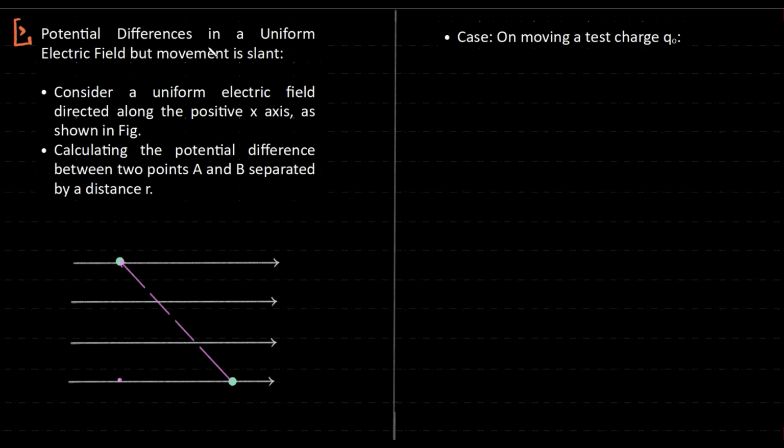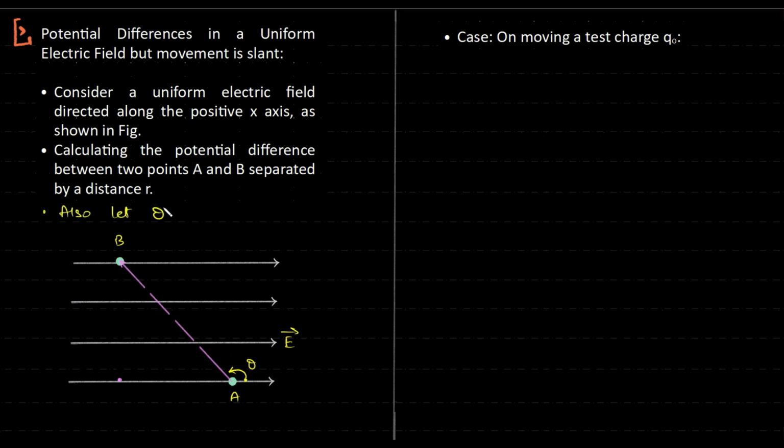We're looking at potential difference in a uniform electrical field, but the movement is slanted. What does that mean? This is an electrical field which is uniform. We have a charge which we move from point A to point B, and the displacement per se is slanted, making an angle of theta with the electrical field.